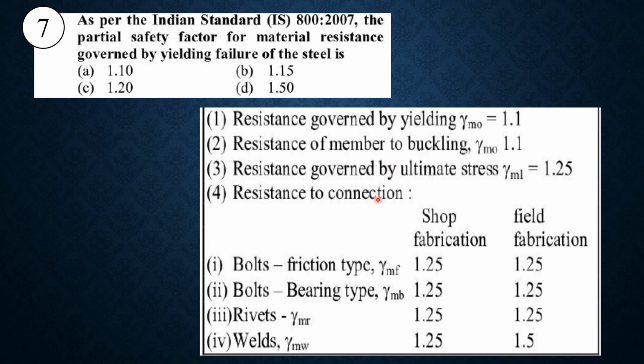In case of connections, there are two types of connection. First is shop, second is field. And in the shop and field, there are bolts of friction type, bolts of bearing type, rivets and welds. All the partial safety factors are 1.25 except the weld in case of field fabrication, that is 1.5. Okay, so the option number first is correct for this question.